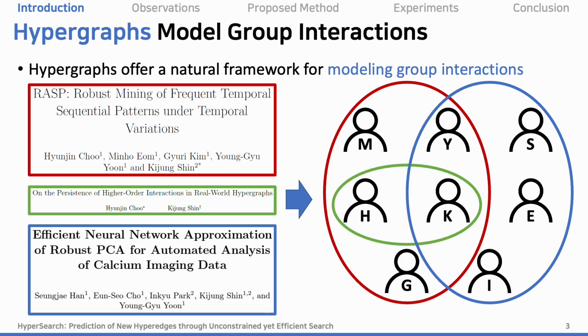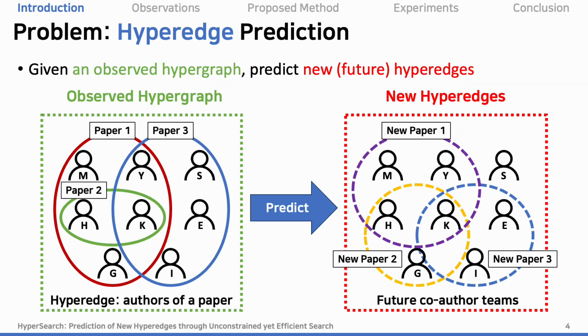Hypergraphs provide a natural and expressive way to model group interactions. Unlike traditional graphs that connect only two nodes, a hyperedge can connect multiple nodes at once, making it possible to directly represent complex multi-way interactions in a single structure. For example, the three papers shown on the left each have multiple authors, and these groups can be represented as hyperedges. Our task is hyperedge prediction.